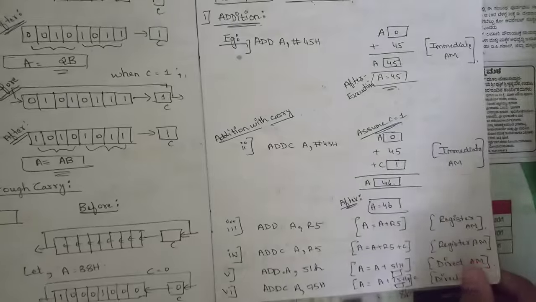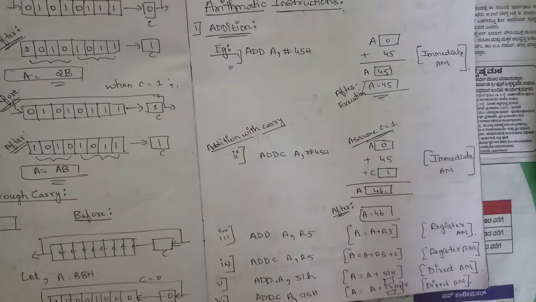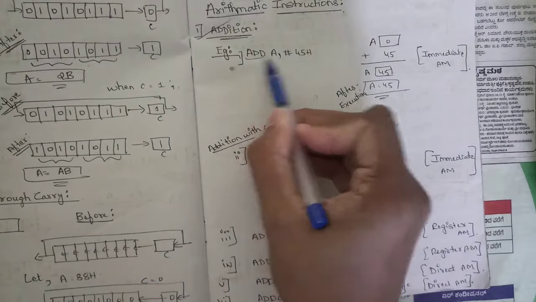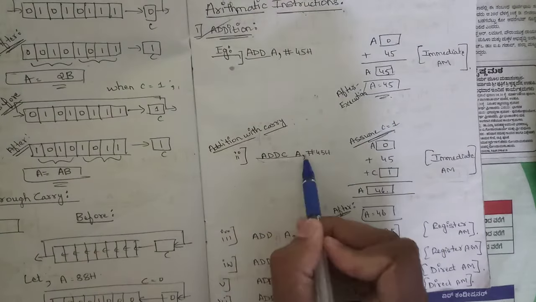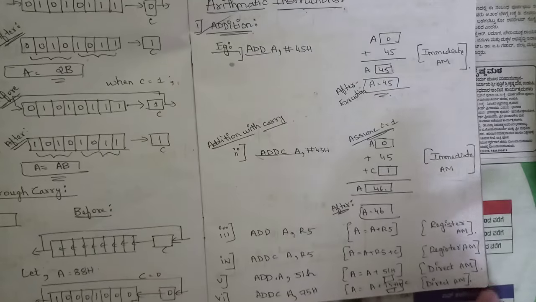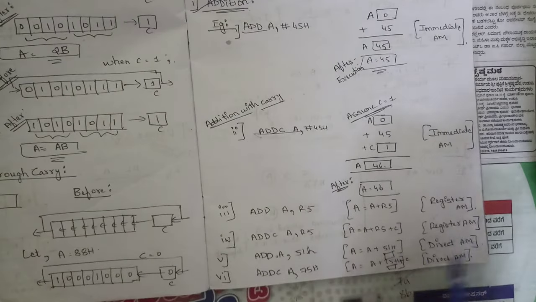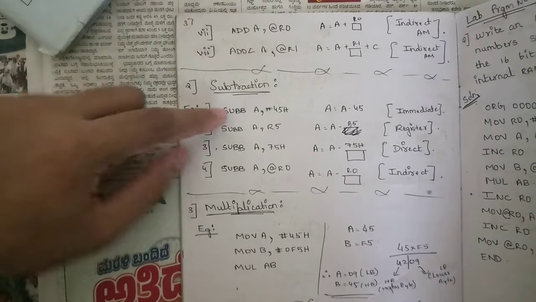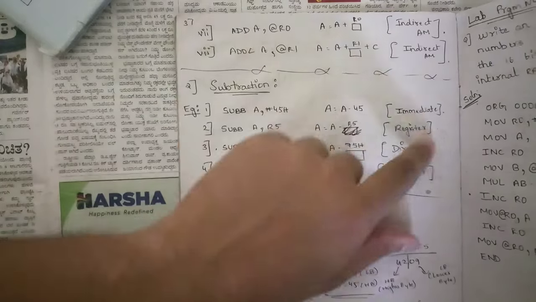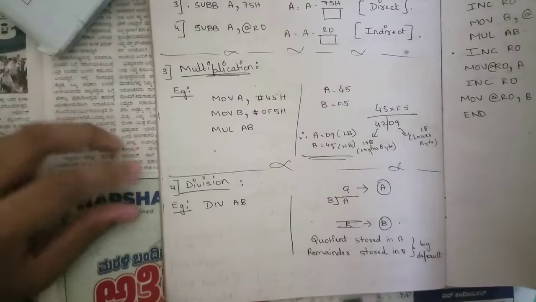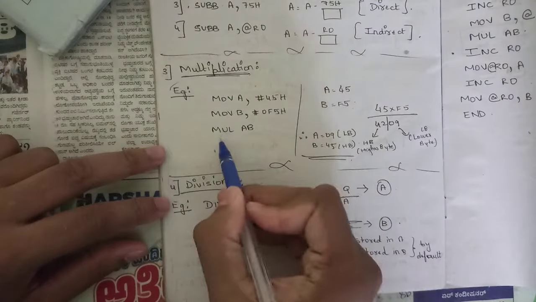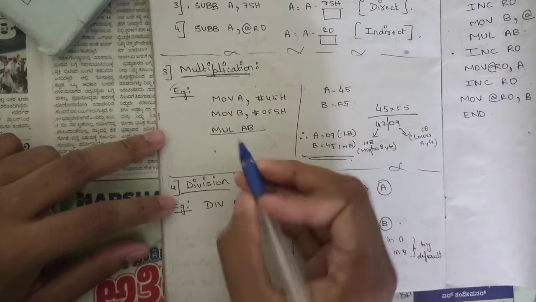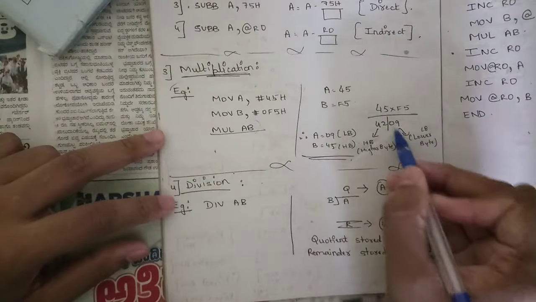And some of the arithmetic instructions, as I've already discussed. One is addition, the opcode is ADD, and addition with carry. I have mentioned some examples here, for different addressing modes also. It is neatly mentioned, so please note it down. Separately for subtraction, the opcode is SUBB. I have explained it for all 4 different addressing modes. Then multiplication and division. In case of multiplication, we know the opcode is MUL AB, and whatever answer we get is 16-bit.